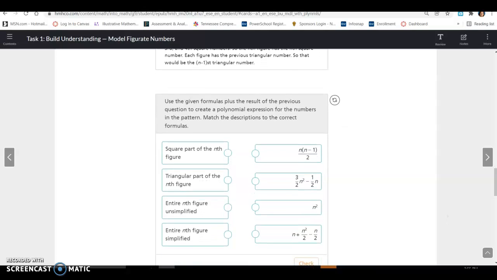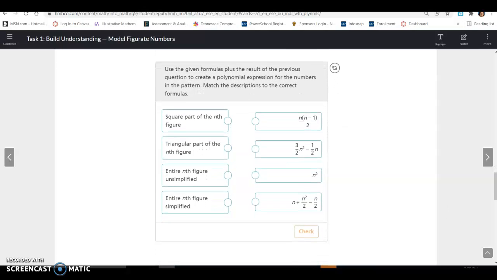All right, it says use the given formulas plus the results of the previous question to create a polynomial expression for the numbers in the pattern. Match the descriptions to the correct formulas.